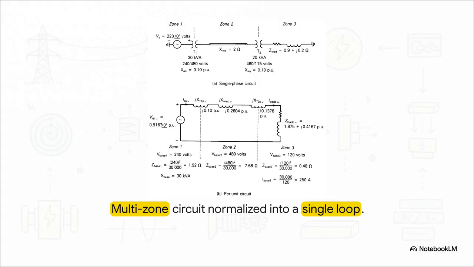Now, what's really interesting about this visual is how it brilliantly illustrates that complex, multi-zone circuit on the top being elegantly normalized into a single continuous loop on the bottom. Up top, you've got zone 1, 2, and 3 all walled off by transformers with completely different voltage ratings. But down below, in our per-unit equivalent circuit, those pesky ideal transformers have essentially vanished. It takes a messy, multi-voltage network and beautifully reduces it to a simple system of continuous series impedances.